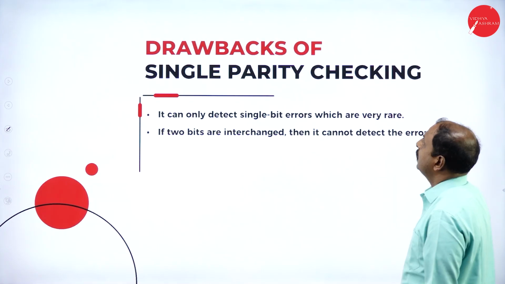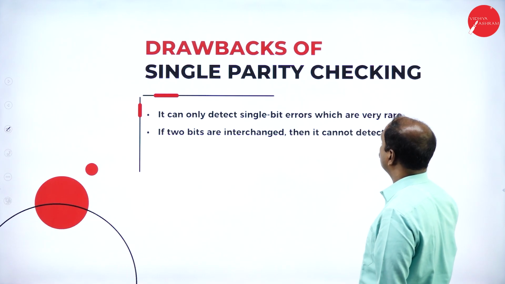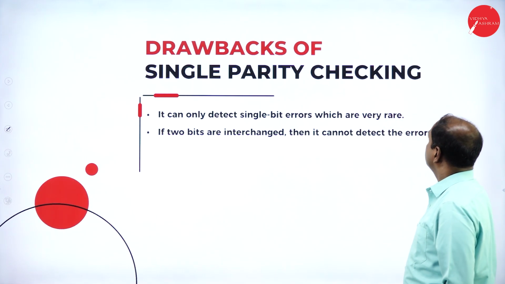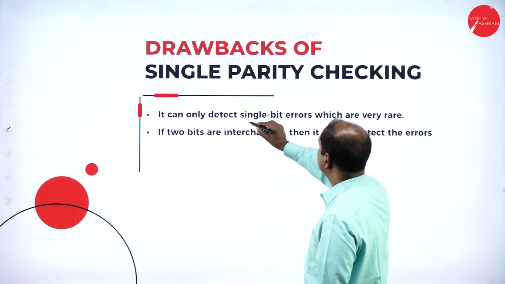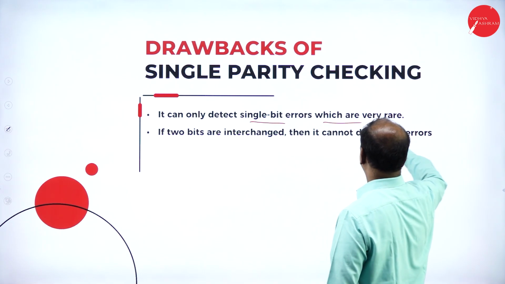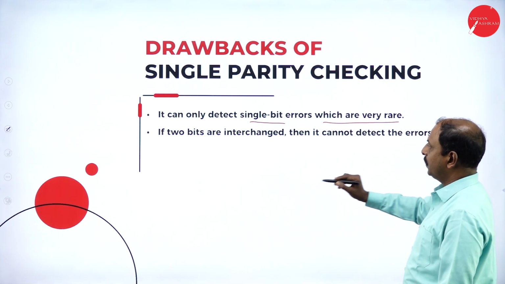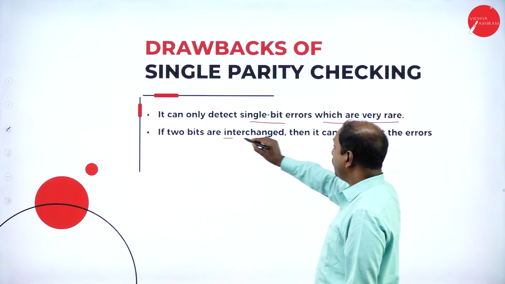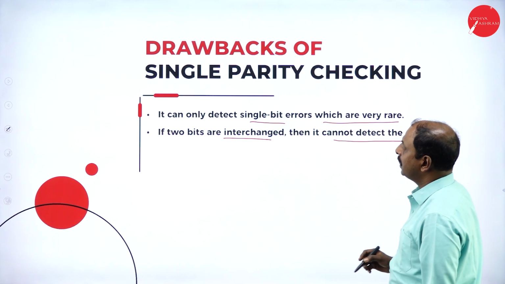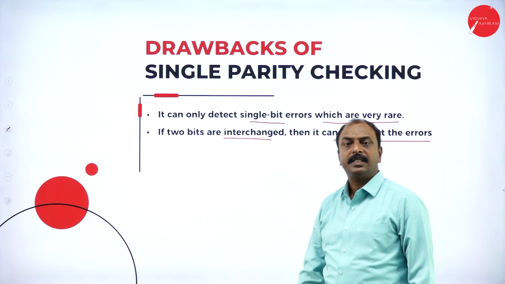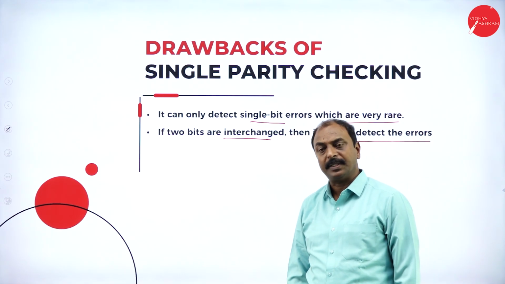In the next slide, let us see what the drawbacks of single parity checking are. It can only detect single bit errors, which are very rare, and if 2 bits are interchanged, then the errors cannot be detected. So this is the drawback of the single parity check error detection method.